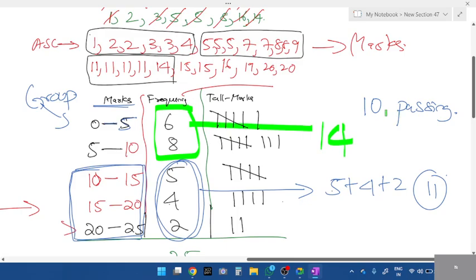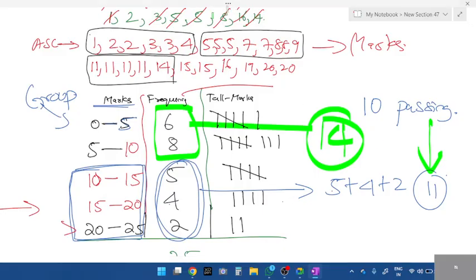See, 10 is the passing mark, students. Those who scored 10 and above have passed. Only 11 students have passed. By looking at this table, you can easily figure out how many students have passed, 11 students, and how many students have failed, 14 students. 10 is the passing mark. You can even count it here.